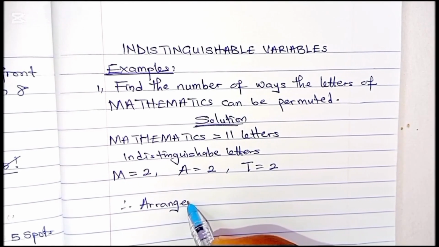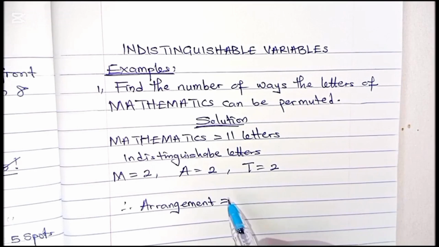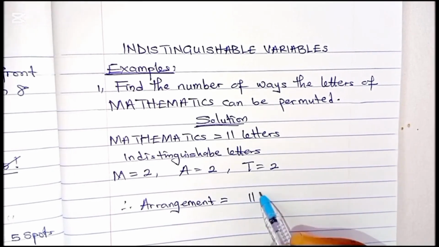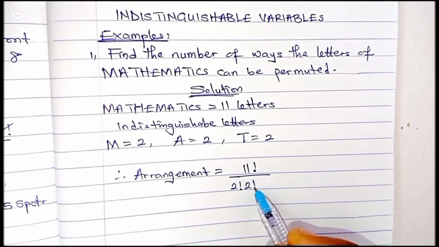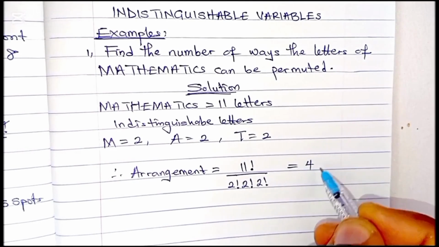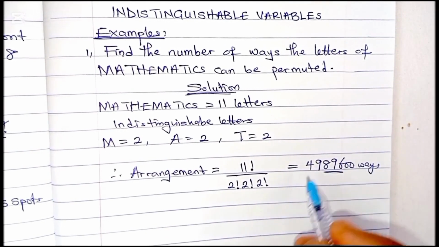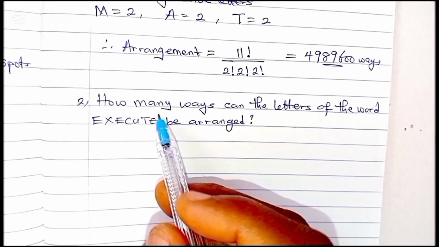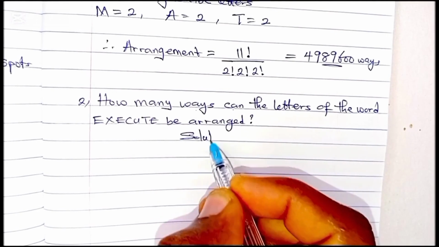T is T. And so we cannot tell which of them is which one. That is indistinguishable. Looking at mathematics, it has 11 letters, and so by the time we want to find the number of ways to permute this, it becomes 11 factorial over the indistinguishable ones' factorials. That's 2 factorial for M, 2 factorial for A, 2 factorial for T. And in the end, the answer gives us the number of ways.